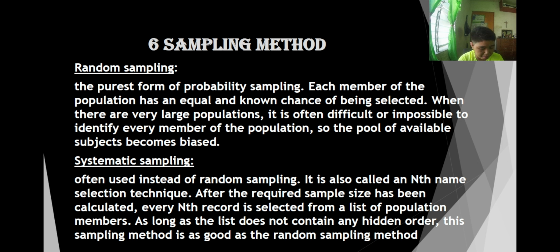The second sampling method is systematic sampling. Systematic sampling is often used instead of random sampling. It is also called an Nth name selection technique. After the required sample size has been calculated, every Nth record is selected from a list of population members. As long as the list does not contain any hidden order, this sampling method is as good as the random sampling method.